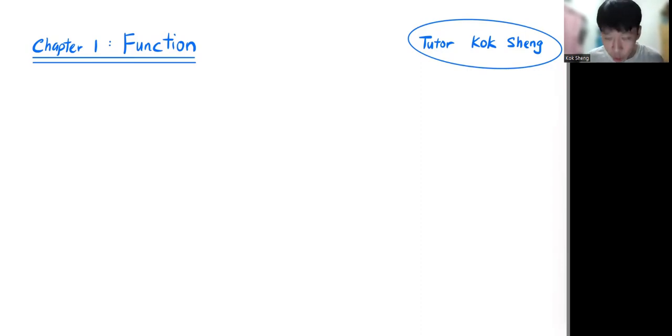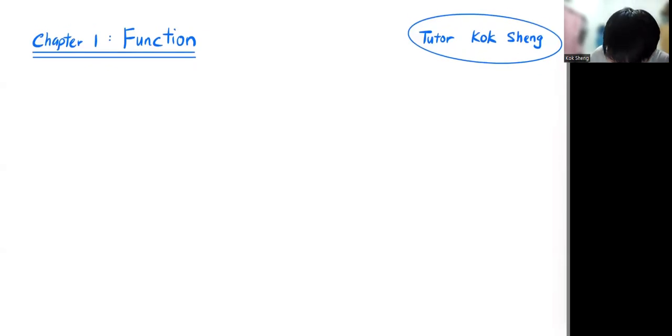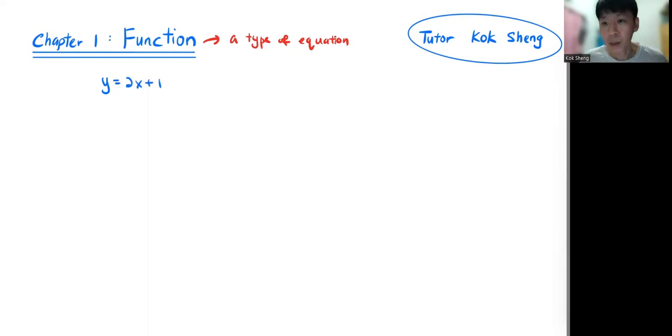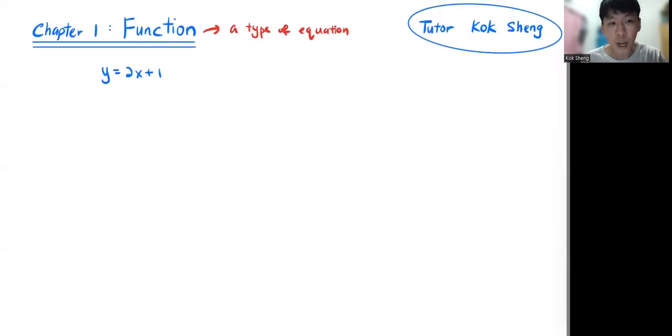Okay, so let's see. Function, Chapter 1. For this part, what is a function? Function is just a type of equation. Which means, for example, the equation that you learned before: y equals 2x plus 1. Just a random example for you. From here, yep, this is your function.